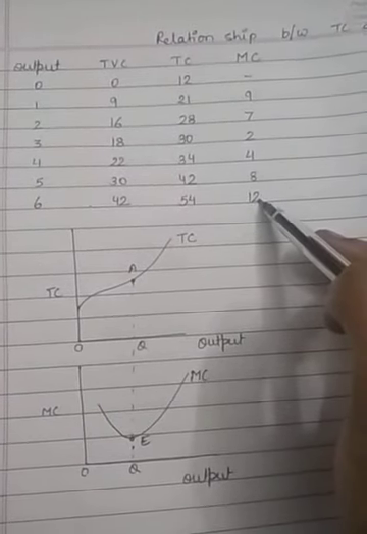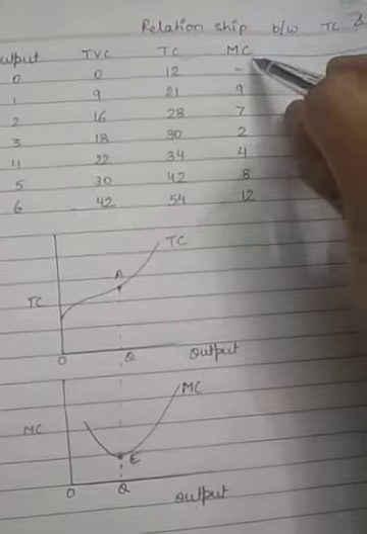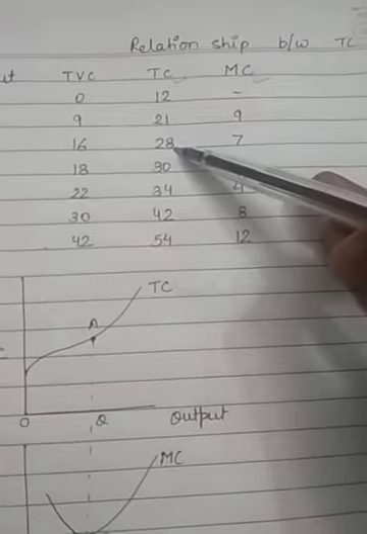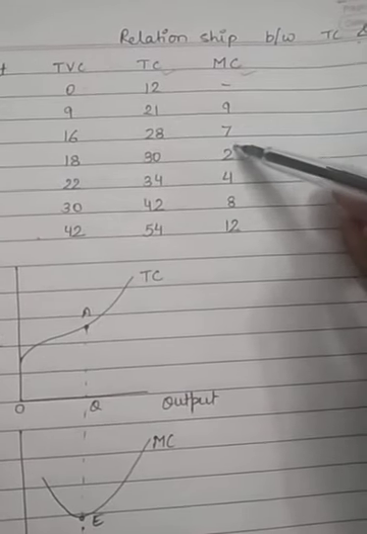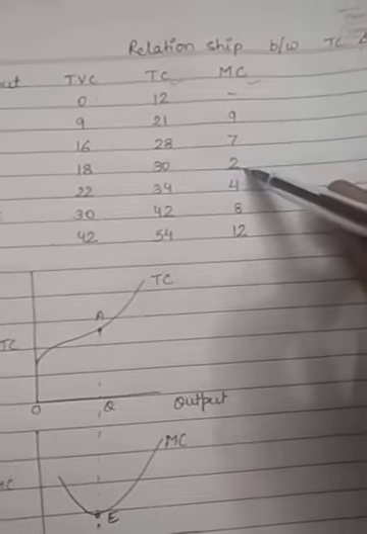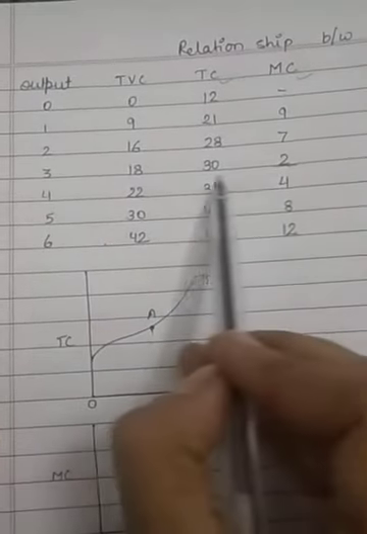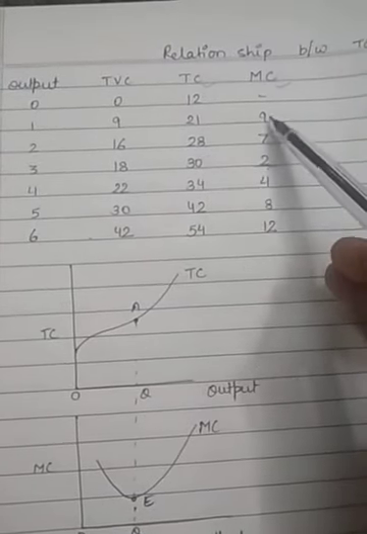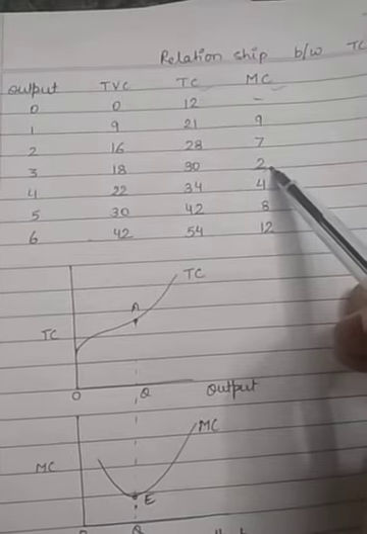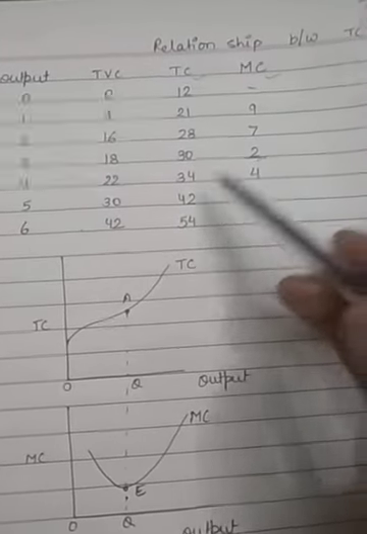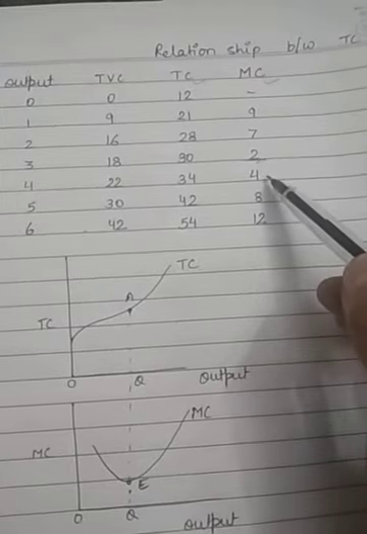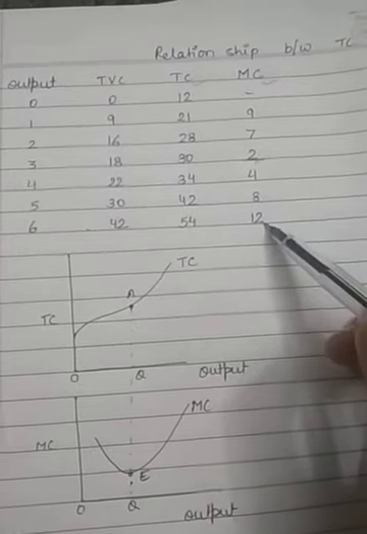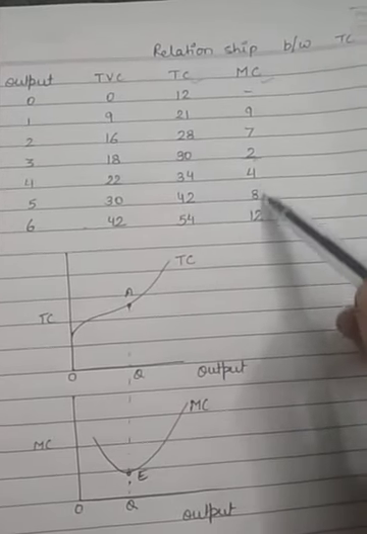So now first of all we are going to discuss the relationship between TC and MC. Here you can see first of all TC is increasing, but MC is decreasing till this point, till 2. That means till the 3 units of the output MC is decreasing. So we can say that TC is increasing at the decreasing rate. And after reaching the minimum point of the MC, you can see that TC increases, and MC also increases from 2 to 4, 4 to 8, 8 to 12. That means TC increases at the increasing rate.